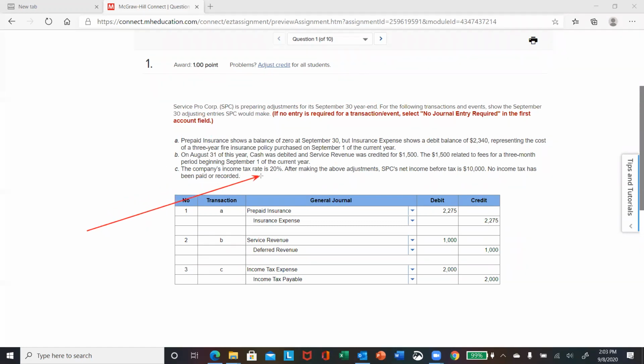They have income tax of 20%, income before income taxes is $10,000, so that's an easy one. You haven't done anything on the taxes yet, so they haven't been paid or recorded. So you just take 20% of $10,000. That's an accrual. Debit your income tax expense for $2,000 and credit income tax payable for $2,000.